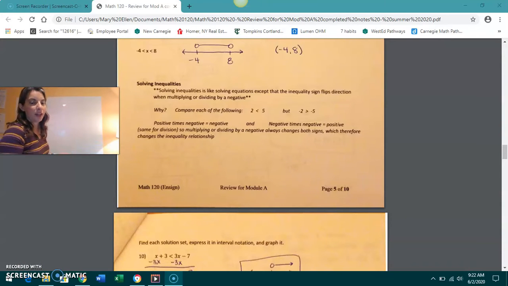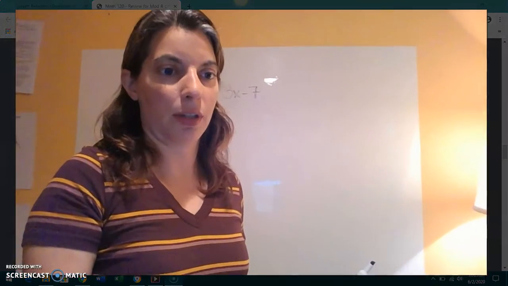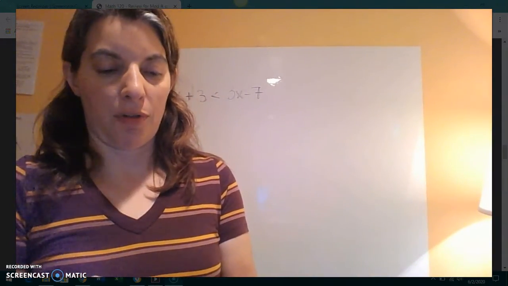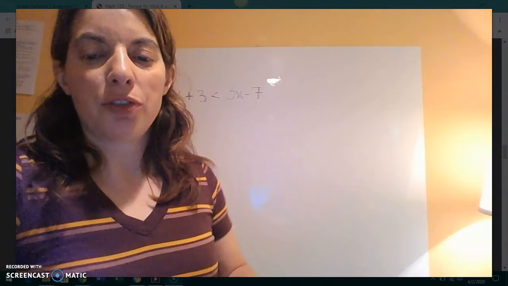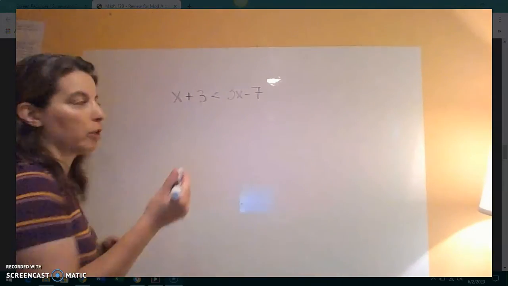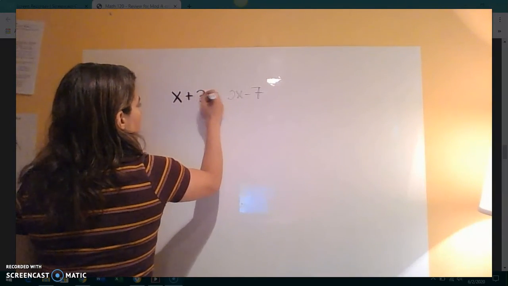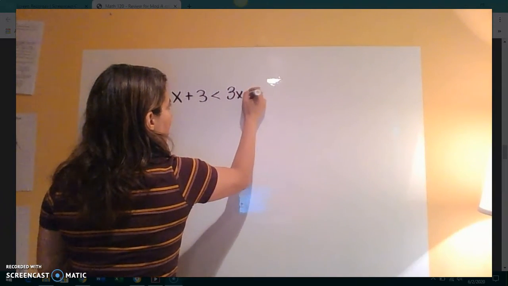So example 10 says x plus 3 is less than 3x minus 7. Let me flip this up so this is full screen here. So let me rewrite this. We're going to solve this very much like we did an equation. We're going to move things around. We want to get x by itself. We want to get all the x's on one side.